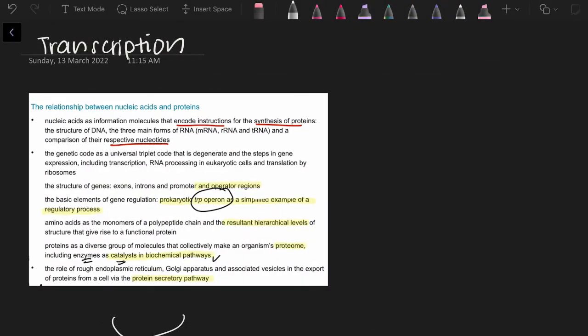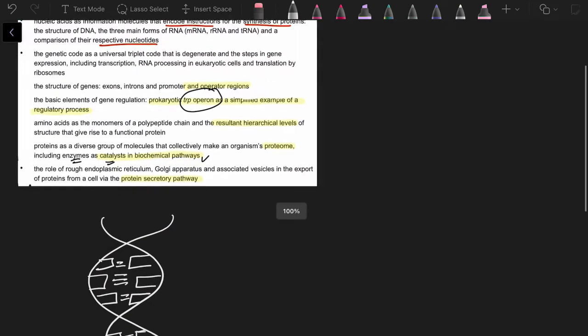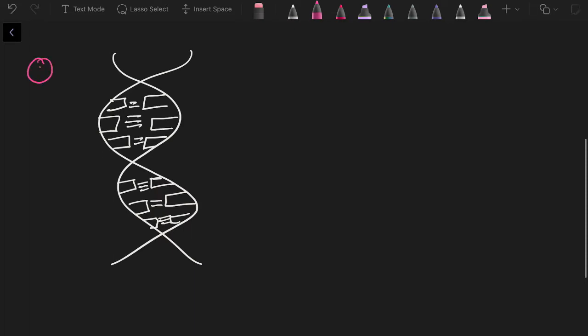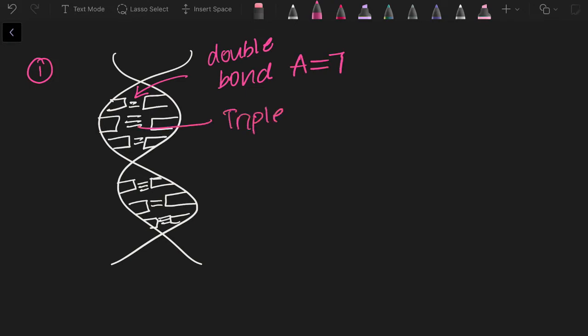Alright, looking at the next thing, which is transcription, which comes under the study design dot point steps in gene expression, including transcription. So transcription first off starts with a double-stranded DNA molecule. Now remember, in the DNA molecule you have nucleotides or bases that are joined by hydrogen bonds. So these bonds, which is the double bond between the adenine and thymine, remember adenine and thymine has a double bond. The triple bond between the guanine and the cytosine, remember guanine and cytosine has a triple bond.